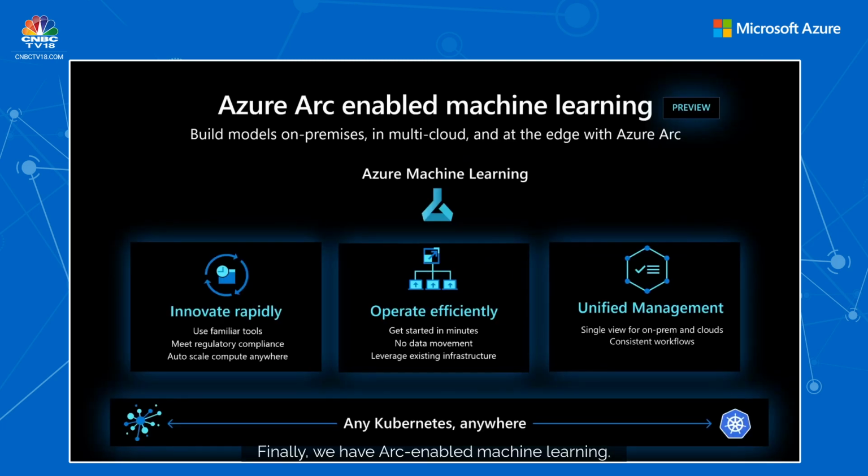Finally, we have Arc-enabled machine learning. This is another cluster extension that extends Azure ML to your Kubernetes cluster sitting anywhere on premises, edge, or cloud. This allows you to train, inference, and manage ML models on your Arc-connected clusters and build these models closer to where your data lives. With that, we have covered the overview of Arc-enabled Kubernetes and the services on top.